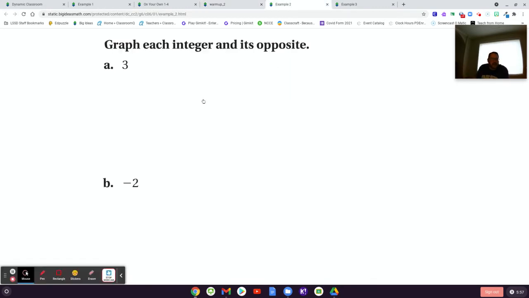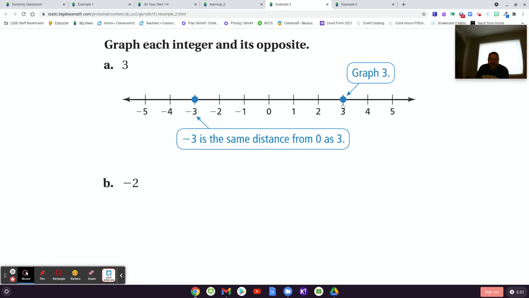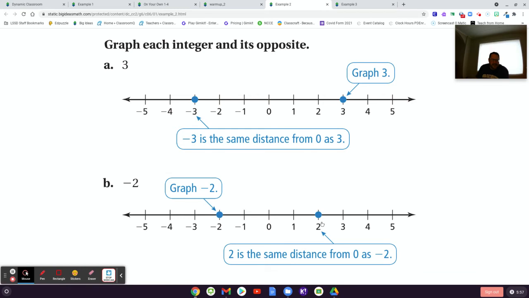Okay, so now what would the graph for 3 look like? Actually, we'll do, what does the graph of 3 and its opposite look like? All right, so here you got 3 on this side of 0, and -3, which is the opposite, is on this side of 0. So you'd put them both on there if you're asked to do that on Big Ideas. So there's 3, there's the opposite. Okay, what does the graph of -2 and its opposite look like on a number line? You got it. So -2 would be right here, and then on the other side of 0 at 2, there's 2.